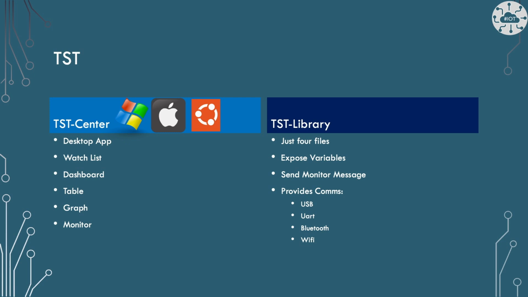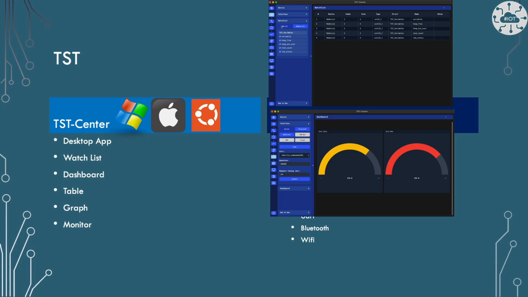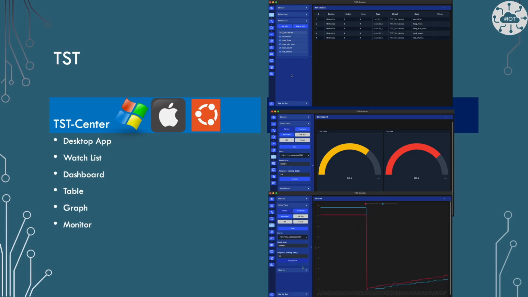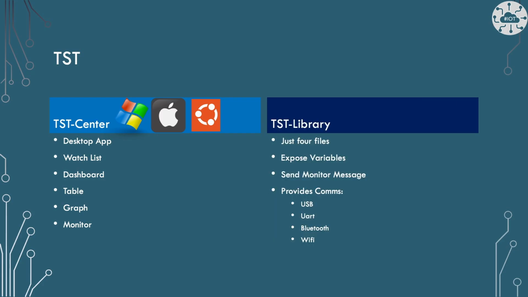TST Center comes really in two pieces. The center itself, which is a desktop app, which will give us capability like to be able to look at watch lists, dashboards, tables of our data, graphs and monitor output messages. And then we've got the TST library, and that's what we're going to build into our firmware, which is actually just 4 simple files. And that's what exposes the variables, allows us to send messages over to the TST Center to be visualized, and provides comms on things like USB, UART, Bluetooth and Wi-Fi.